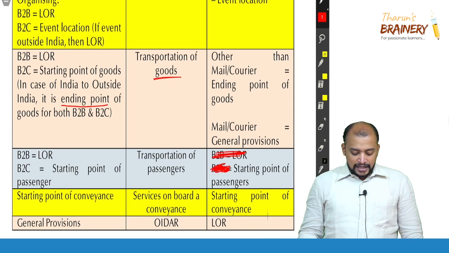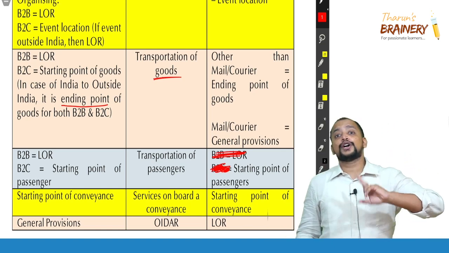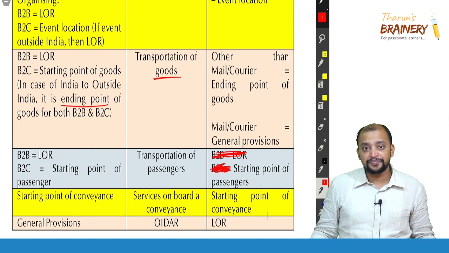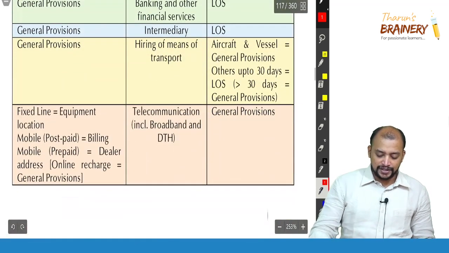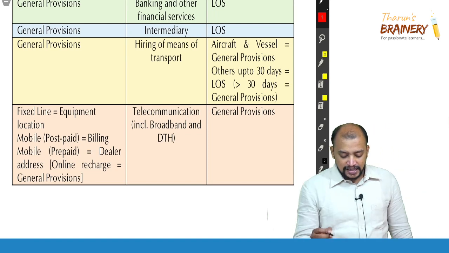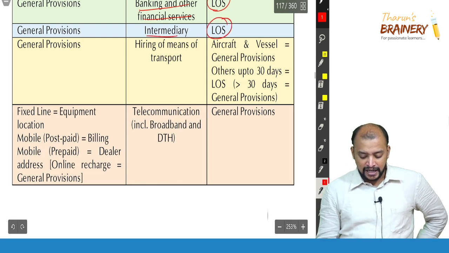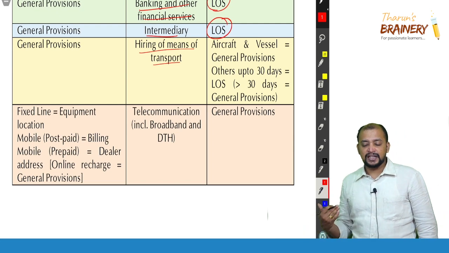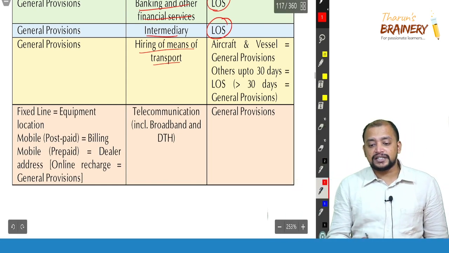Okay, so then suppose it is services provided on board a conveyance. What does service provided on board a conveyance mean? Like how we saw goods sold on board a conveyance, this is services provided on board a conveyance. We need to see the starting point of the conveyance in both the cases. And if it is OIDR services, if it is 12 general provisions, if it is 13 location of recipient. Then banking and other financial services also same, 12 general provisions, 13 location of supplier. See this, banking and other financial services, we will take location of supplier. Even intermediary services, location of supplier. Then hiring of a means of transport: aircraft and vessel, general provisions. Others up to 30 days, location of supplier. If it is greater than 30 days, general provisions. But in all these three cases under 12, it is general provisions only.